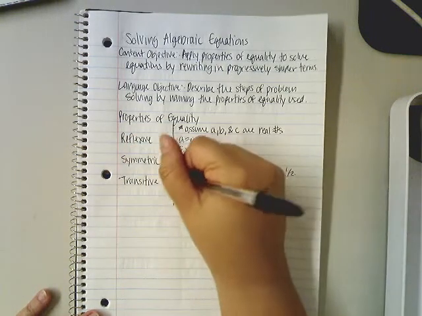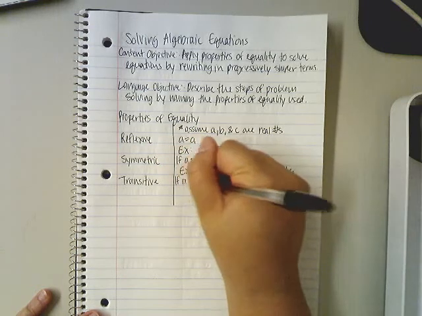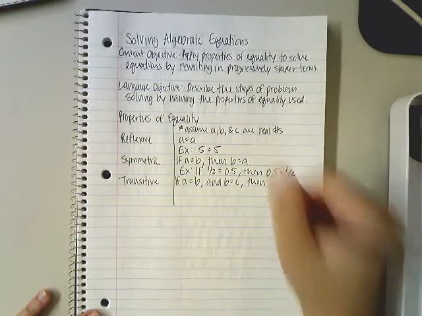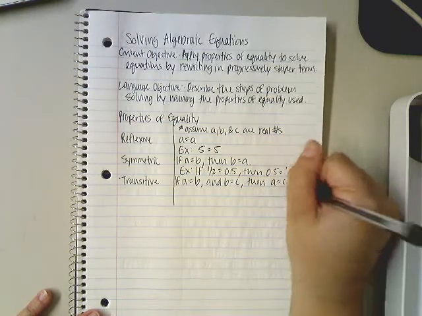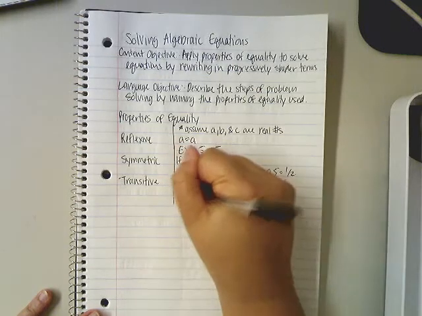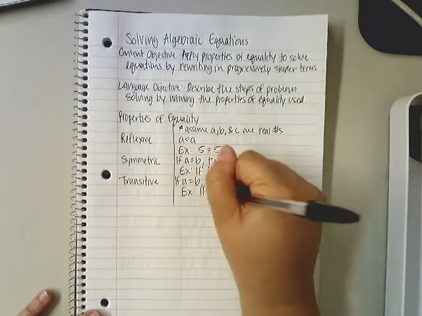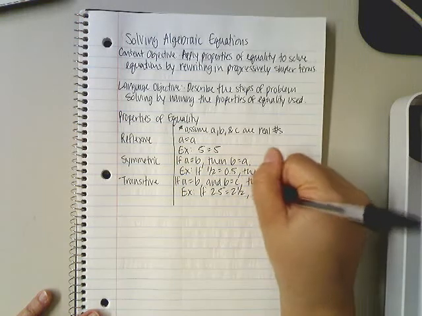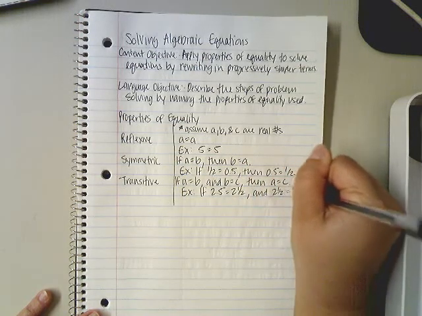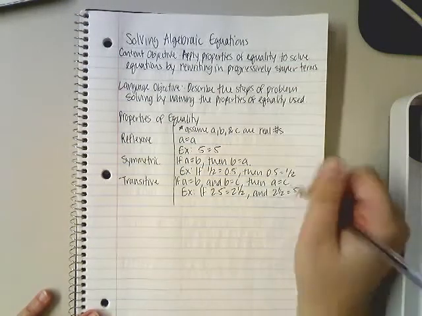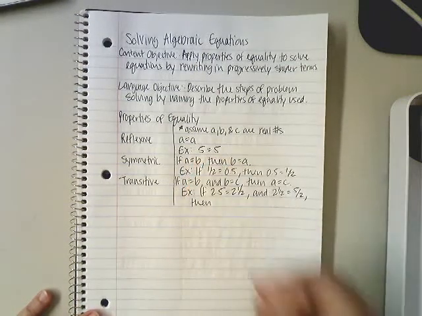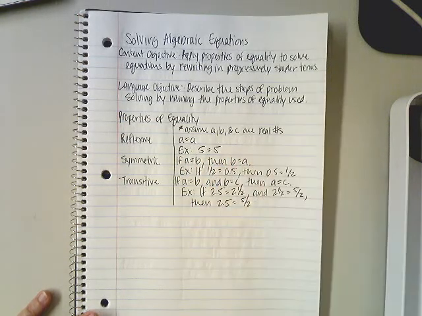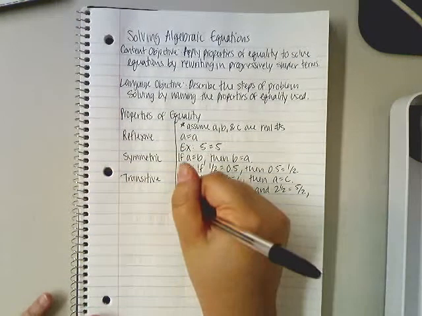So the next one is transitive property. So the transitive property says that if A is equal to B and B is equal to C, then transitively A is equal to C. So our example for this one is if 2.5 is equal to 2.5, and similarly 2 and 1/2 is equal to 5 over 2, because we know these all to be equal, then 2.5 is also equal to 5 over 2. So that's the transitive property.